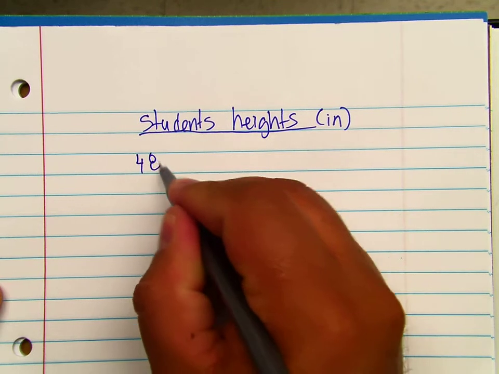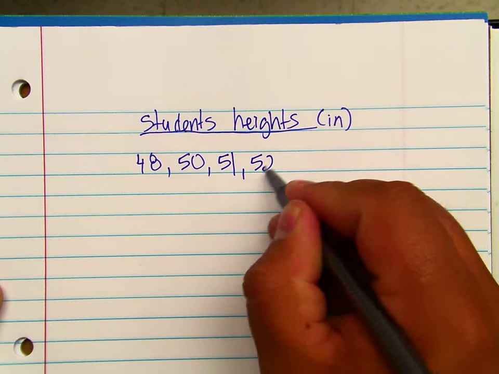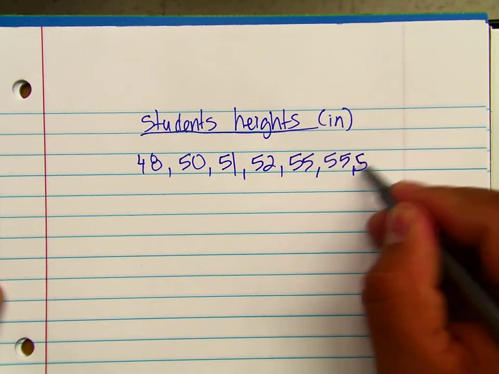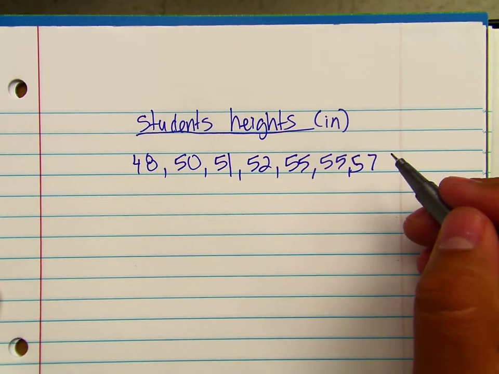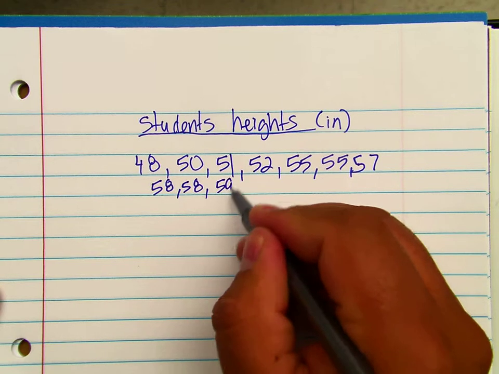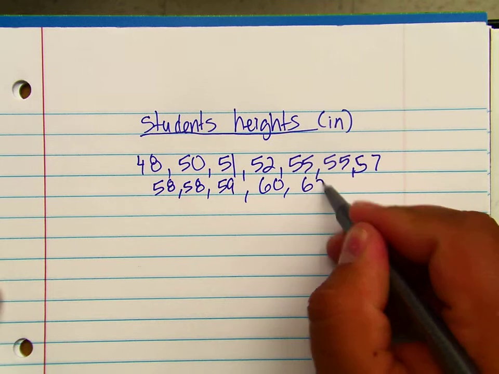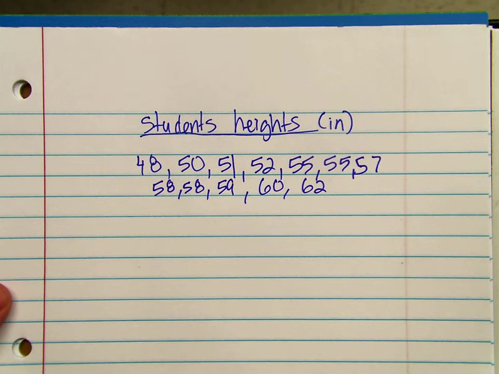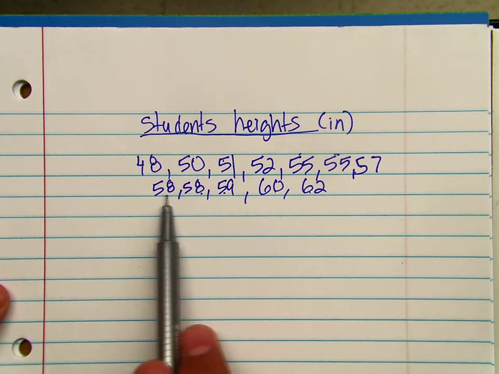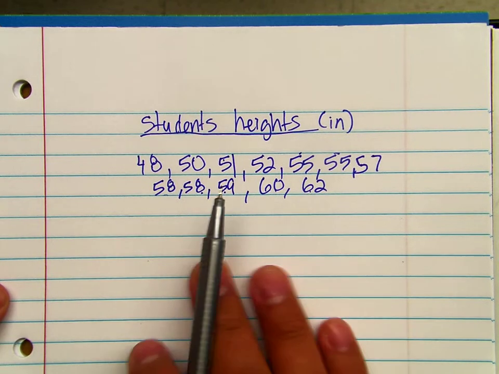So we're going to have 48 inches, 50 inches, 51 inches, 52 inches, a couple of 55 inches, 57 inches, a couple of 58 inches, and a 59. And then we have two really tall students, one at 60 inches and one at 62 inches. So that's our data. These are our values. And if you count, you can see 1, 2, 3, 4, 5, 6, 7, 8, 9, 10, 11, 12. So we have 12 different values in all this data, and those are all students' heights in inches.